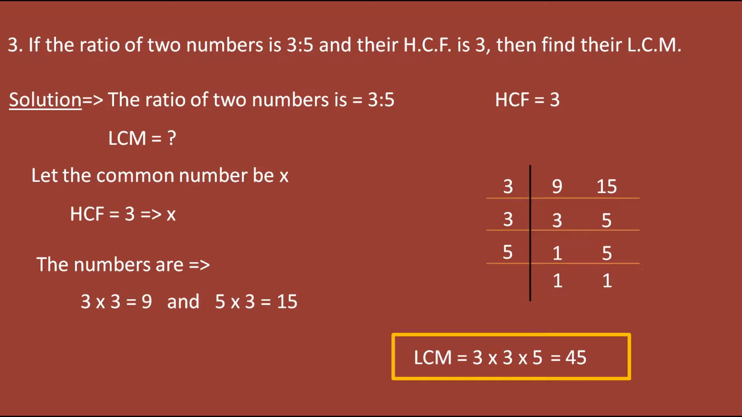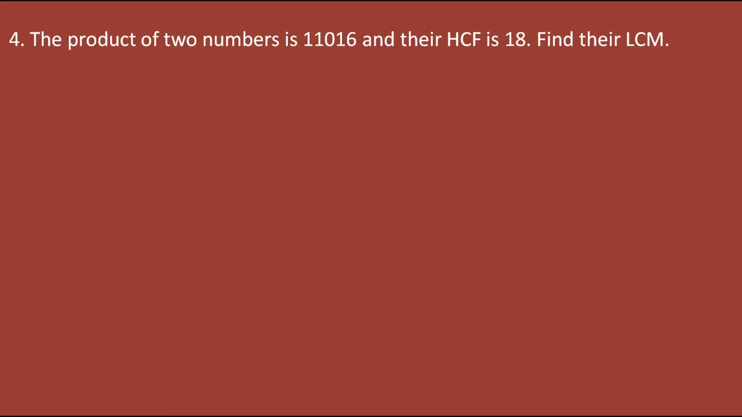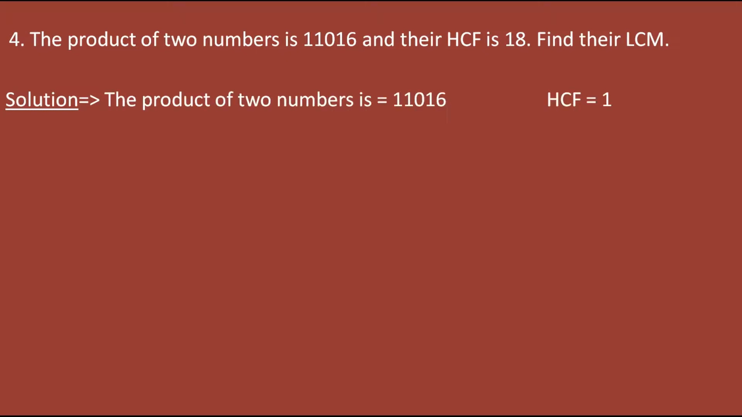Okay, next question is the fourth one, that is the product of two numbers is... Now they have given us the product and their HCF is 18 and find the LCM. So let's write the information. The product of two numbers is 11,016 and HCF is 18 and they have asked us to find the LCM.